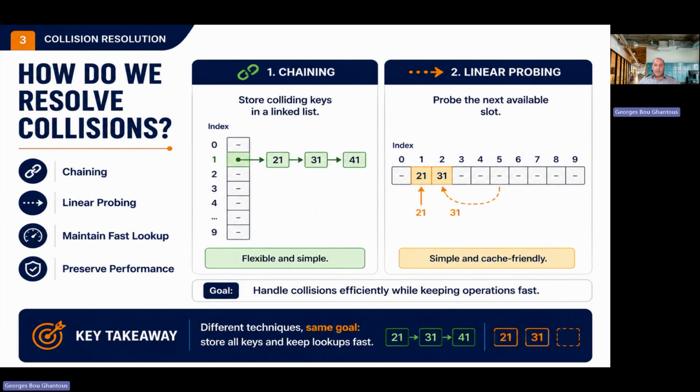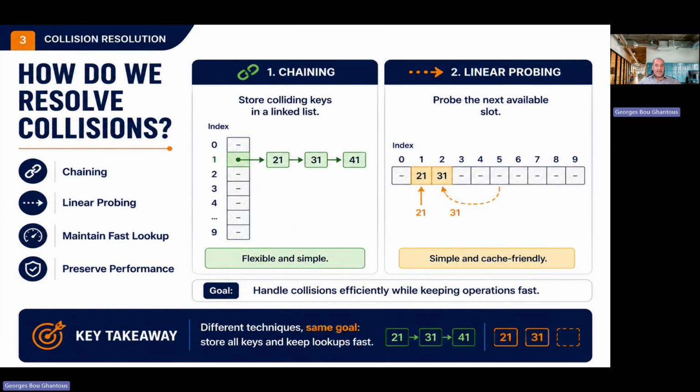With chaining, multiple values are stored at the same index in the array using a linked list or a chain. For example, values 21, 31, and 41, using the same hashing function modulus 10, return index 1. However, the keys can coexist in the same bucket using a linked list. Chaining is flexible and relatively simple to implement.